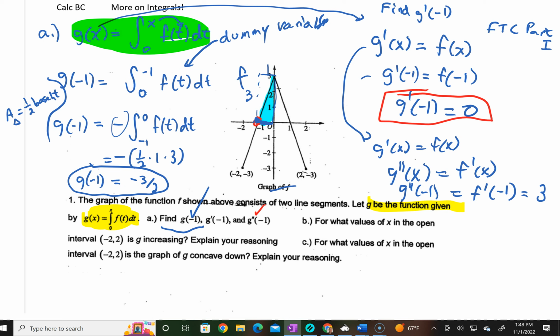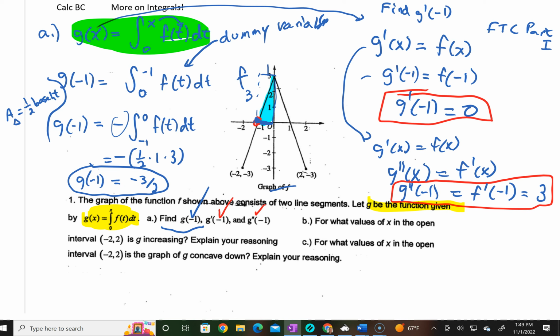3. Wow. I can't tell you the number of times the College Board has asked these 3 questions in a row of an accumulation function. Whatever the function is, they might say, find g of -1. Now, sometimes they choose a different number. But then how do they follow it up? What's g prime of that number? And then finally, what's g double prime of that number?